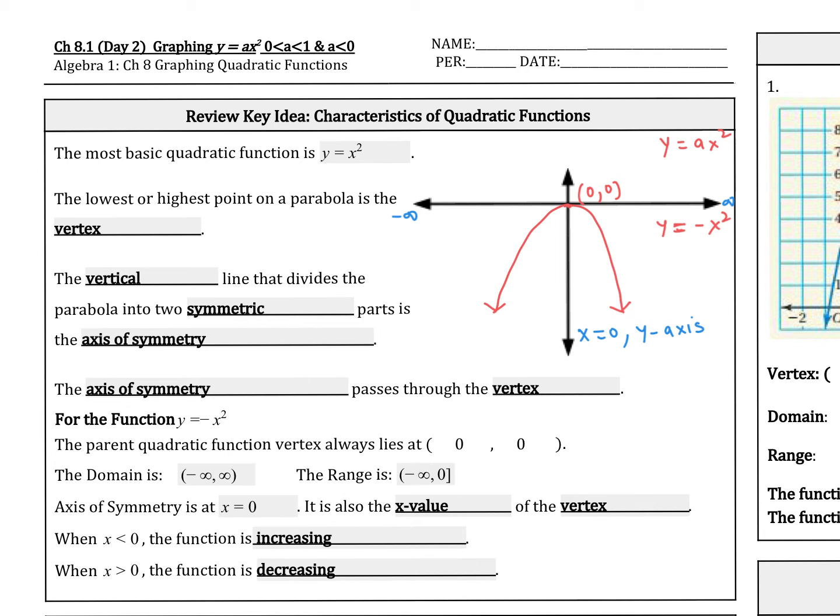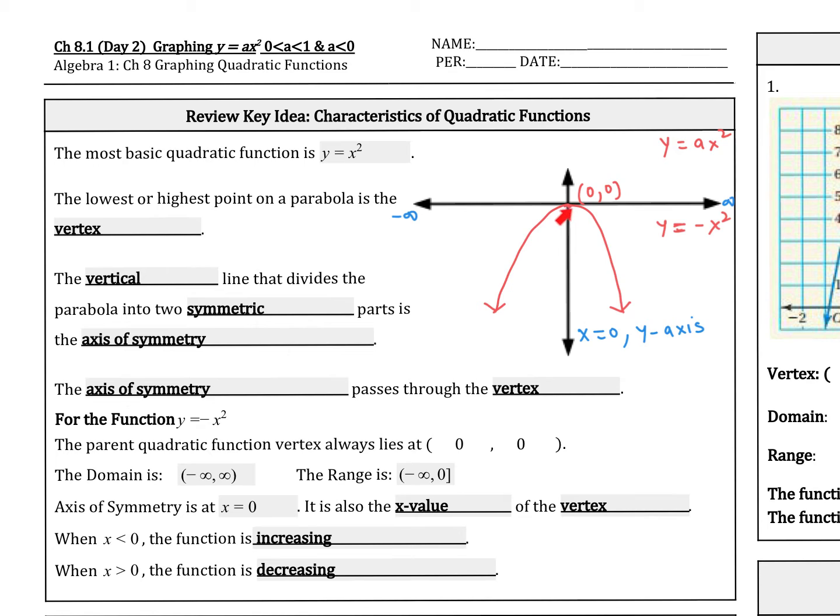So let me explain this parabola one more time. This open down parabola will have an equation where the first term, or a, is always negative. That's why it opens down. If it is positive, it opens up.